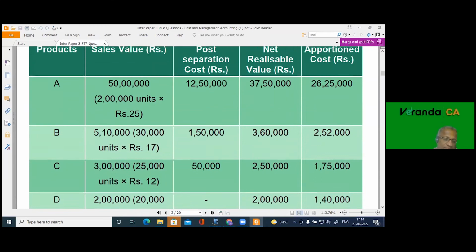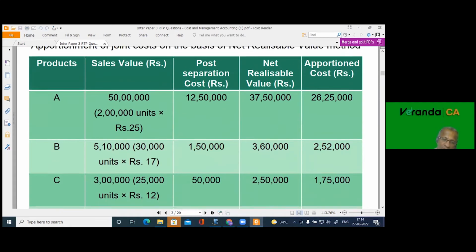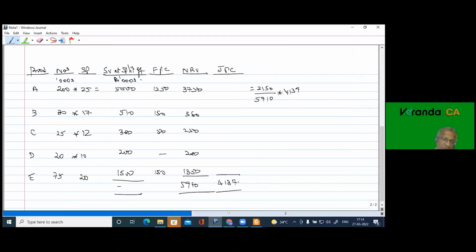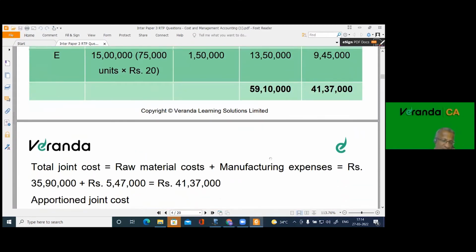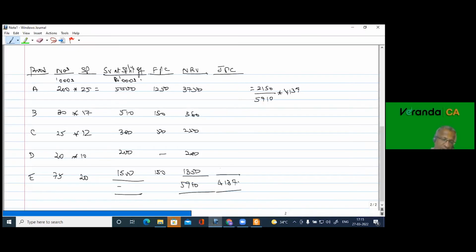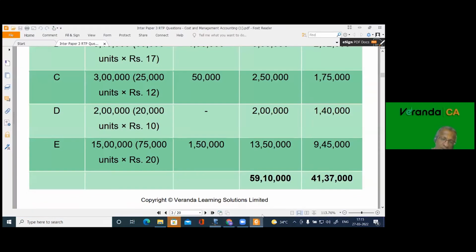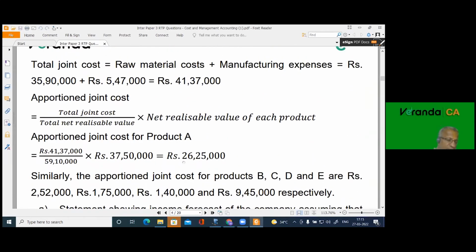So post the separation cost, sale value, net realizable value. Portion the cost. When you total up, see here the total is missing. So that is the reason why I thought I will take up the computation. Net realizable value 5910 and processing cost is 4137. We are expected to distribute based on 3750. Here the computation is just done.